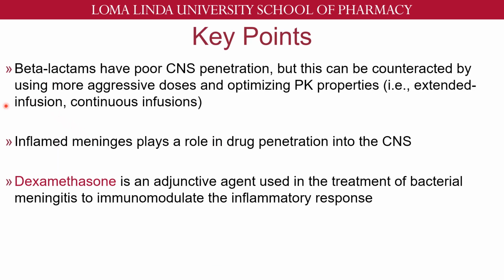So some key points to remember: beta-lactams have poor CNS penetration. However, this can be counteracted by using more aggressive dosing and optimizing PK properties, such as using an extended infusion or even a continuous infusion. The inflamed meninges can play a role in the drug penetration into the CNS, and dexamethasone is an adjunctive agent used in the treatment of bacterial meningitis. It can immunomodulate the inflammatory response and has been shown to have improved outcomes in certain pathogens that are causing a CNS infection.